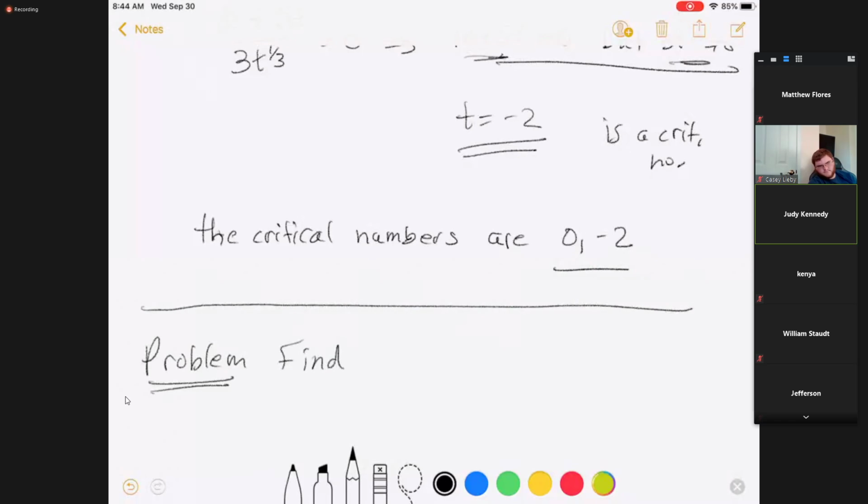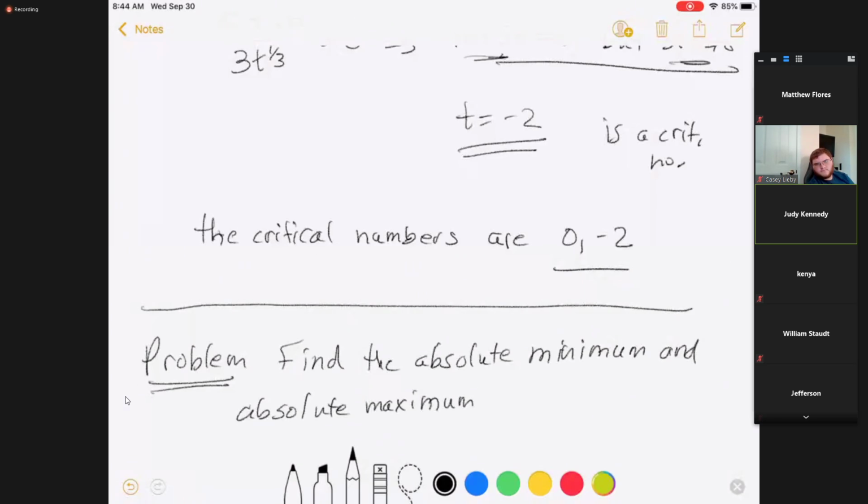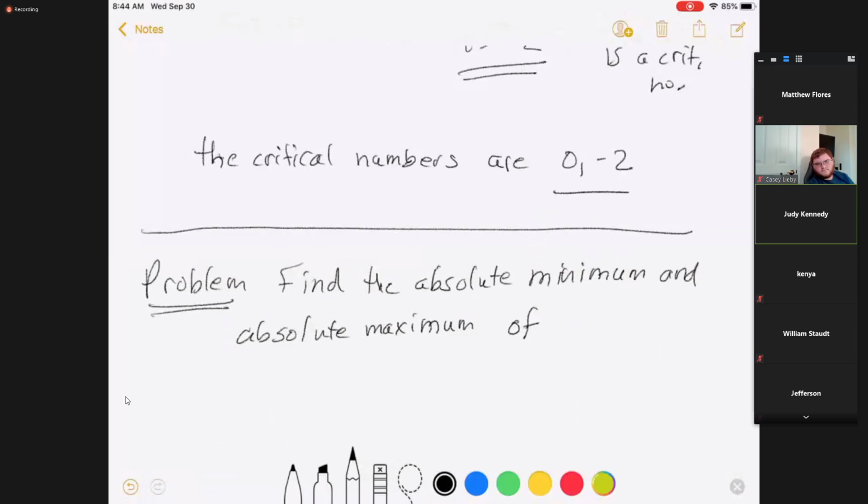Now we're going to find the absolute minimum and absolute maximum of f of x equal to 3x squared minus 12x plus 5 on the interval 0 to 3.